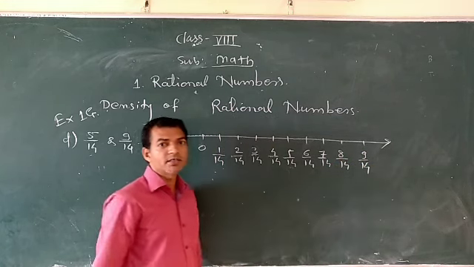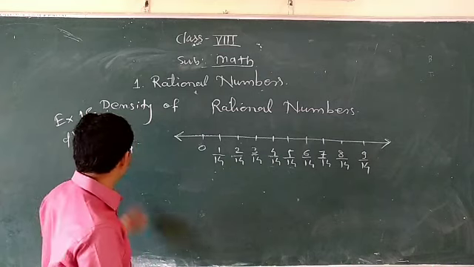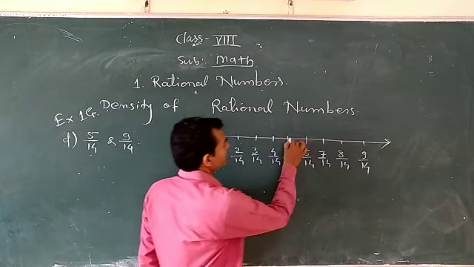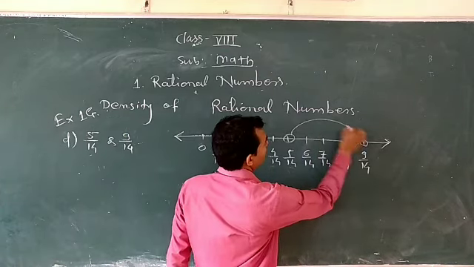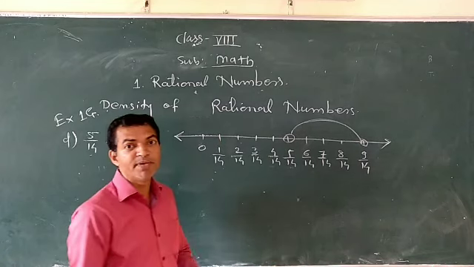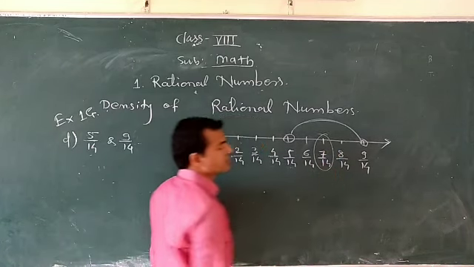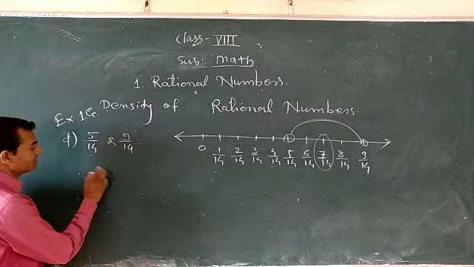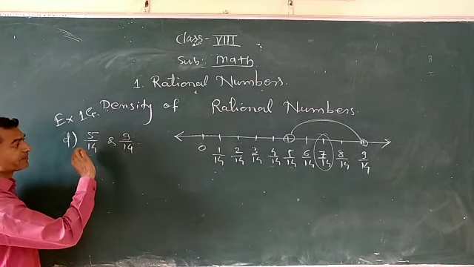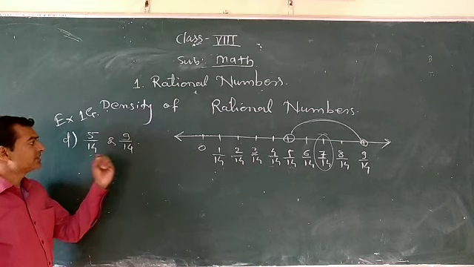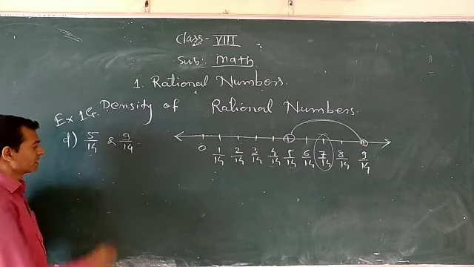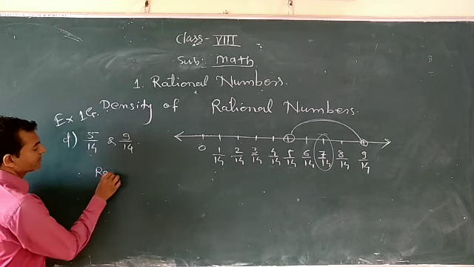So you have to write one rational number between which two numbers? 5 and 9. 5 means this one, 9 means this one. So between these two rational numbers, which is the middle number, that you have to take. Which one? This is 7 by 14. So your answer is what? The exact middle number, the number between these two numbers. Okay.